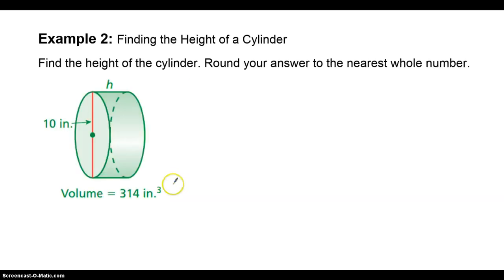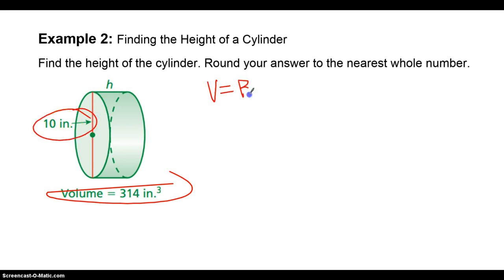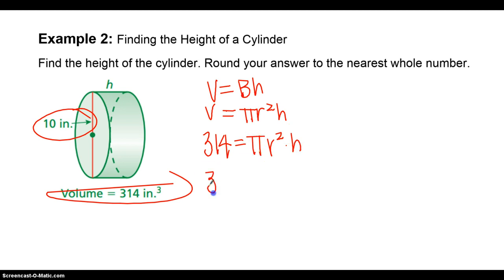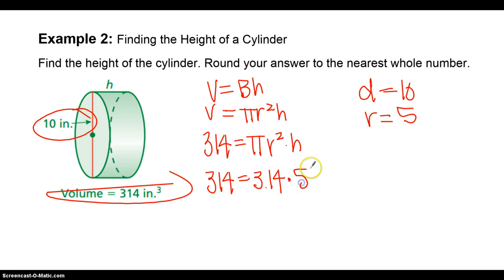Next one. This one, it gives me the volume and it gives me the diameter, and now I need to find the height. Okay, but remember, volume is equal to the area of the base times the height, which is pi r squared times height. In this case, I know the volume, which is 314, equals pi radius squared times the height. Okay, I know pi is 3.14. I don't know my radius, but I do know my diameter. My diameter is 10, which makes my radius 5. Okay, so this is 3.14 times 5 squared times h.